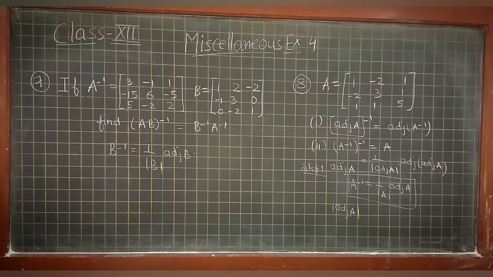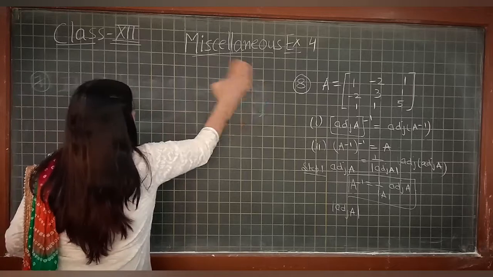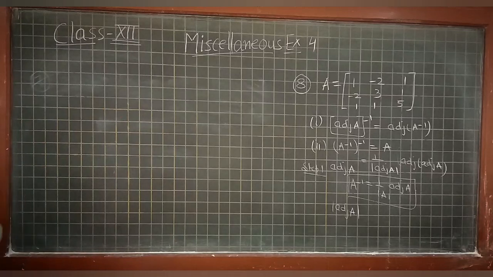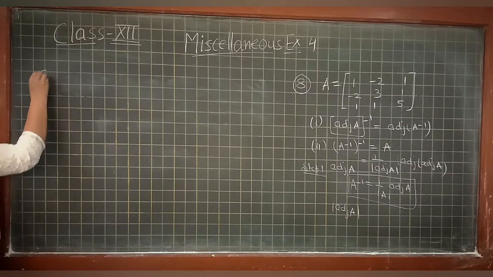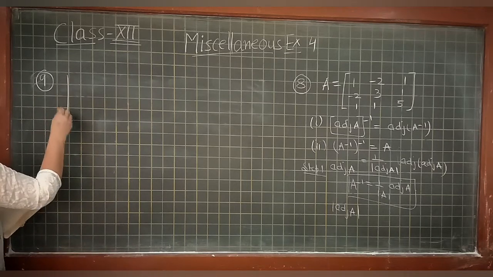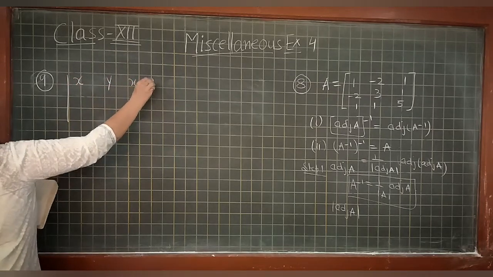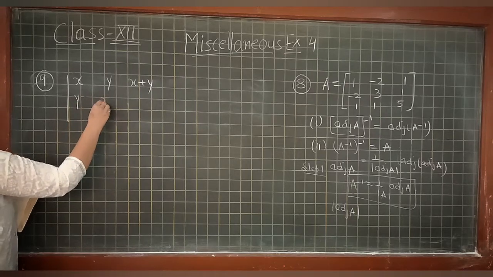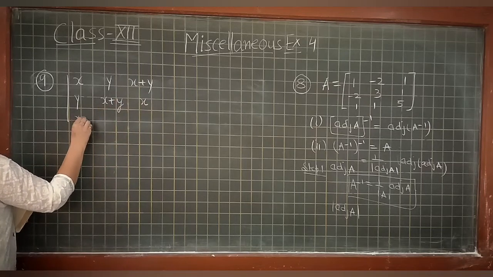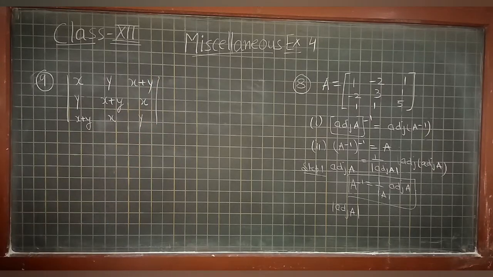So question number 9 is, now again you have to prove or find the value of any determinant. Okay. So question number 9 is, you have to evaluate this x, y, x plus y, y, x plus y, x, then x plus y, x and y. So you have to find its value.